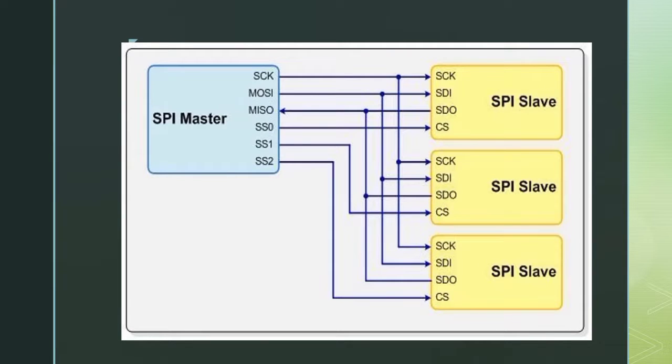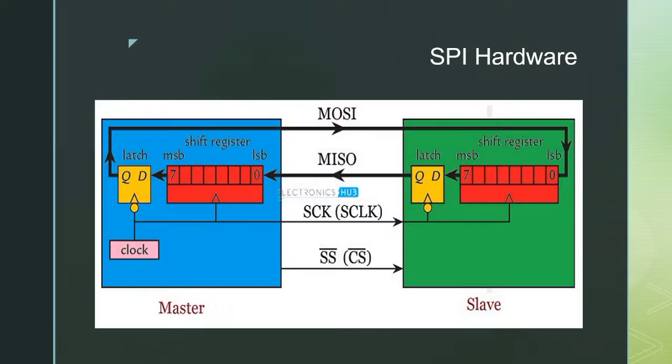If more than one slave has to be connected to the master, then the setup will be something similar to the following image. Even though multiple slaves are connected to the master in the SPI bus, only one slave will be active at any time.